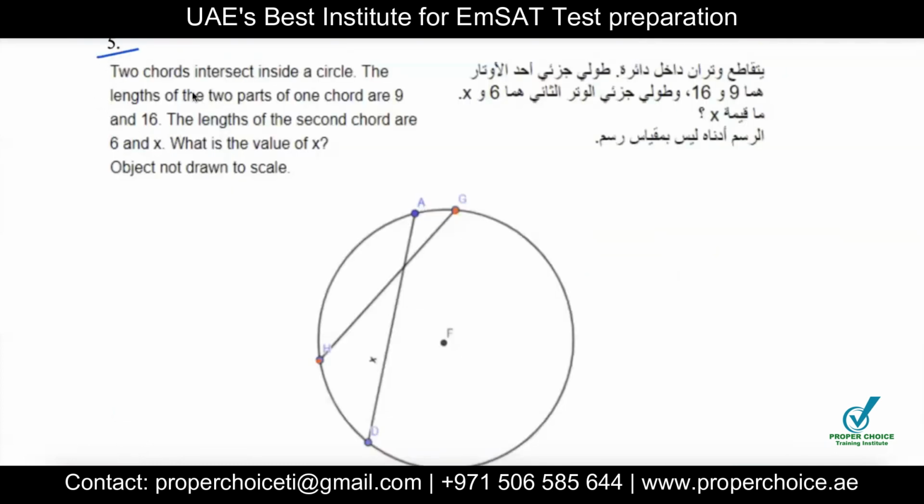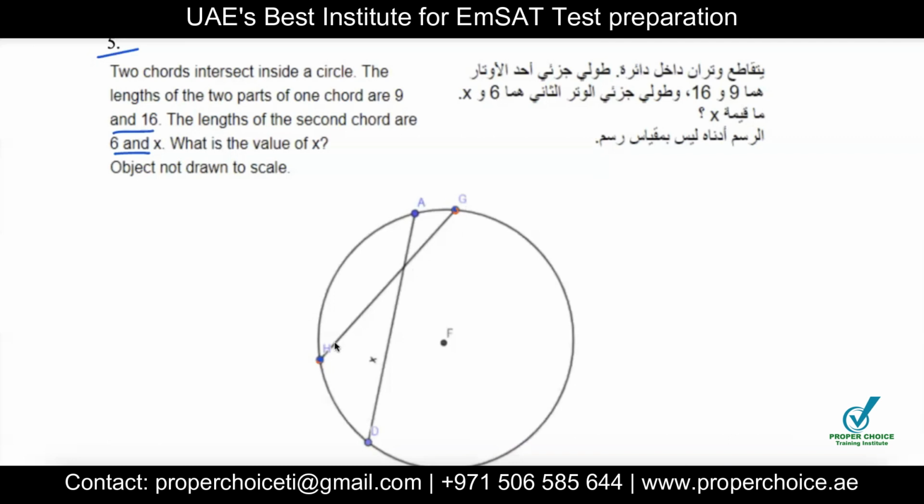Question number 5 says, two chords intersect inside a circle. The lengths of the two parts of one chord are 9 and 16. The lengths of the parts of the second chord are 6 and x. What is the value of x? What is a chord, by the way? A chord is a line drawn inside the circle which cuts it at two points. So a line joining two points on the circle, drawn inside it, we call a chord. Now how do we find the length of it?